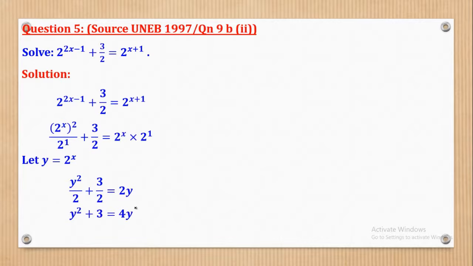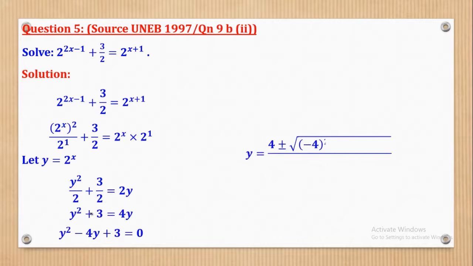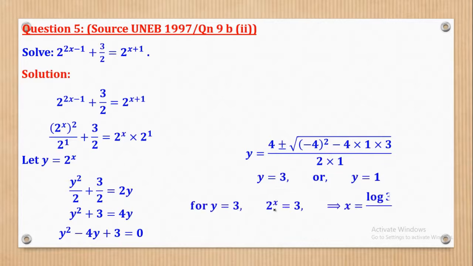Then multiply followed by the LCM to come up with that, rearrange to get a quadratic equation, and solve the quadratic equation using either factorization or bulldozer method. Now when I use bulldozer method, y will be equal to 3 or 1. Therefore, when y is equal to 3, 2 to the power x is equal to 3, implying that x is equal to log 3 over log 2, which is 1.5850. And when y is equal to 1, it implies that 2 to the power x is equal to 2 to the power 0, implying that x is equal to 0.